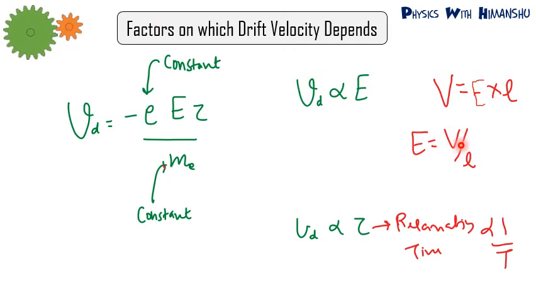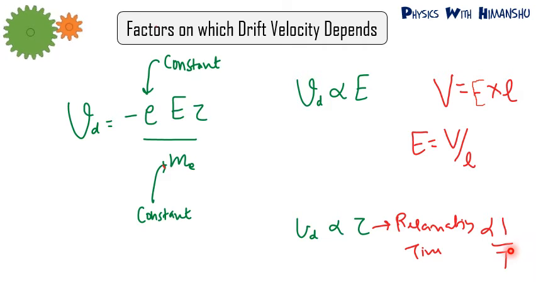So if you change V, then Vd will change. If you change length, then Vd will change. So there are two important parameters, potential difference and length. Now there's another parameter, that is relaxation time tau. Drift velocity is directly proportional to tau. Tau is relaxation time, and remember that relaxation time is inversely proportional to temperature.